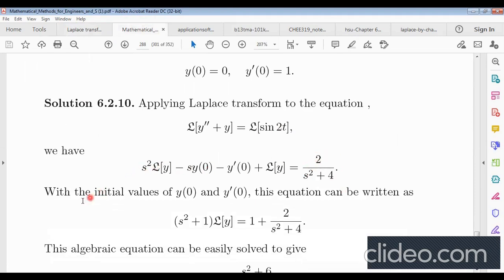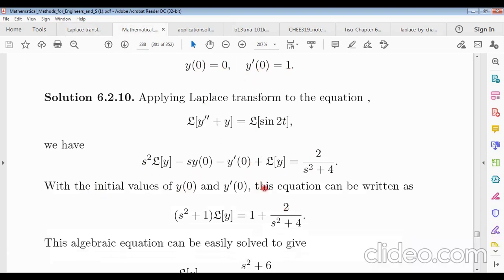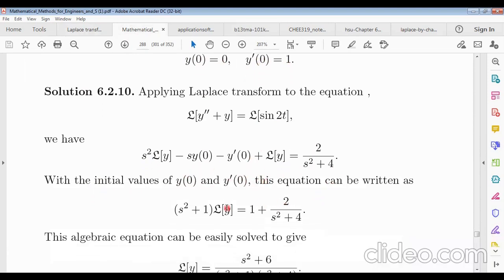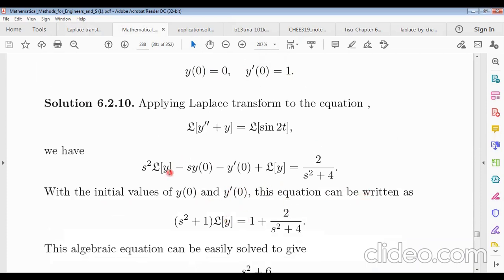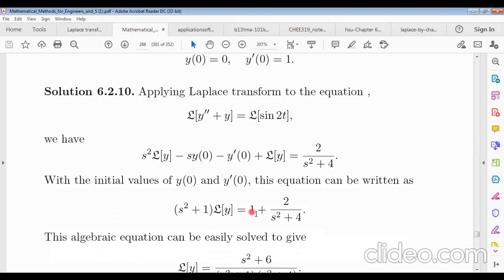4. Now using the initial conditions, y of 0 equals 0, and the first derivative of y at 0 equals 1. Using this condition, we can write this formation. This equals 1, and y of 0 is 0, so that whole term becomes 0. So we get s squared plus 1 times the Laplace transformation of y, since the Laplace transformation of y is common, equals 1 plus 2 divided by s squared plus 4.